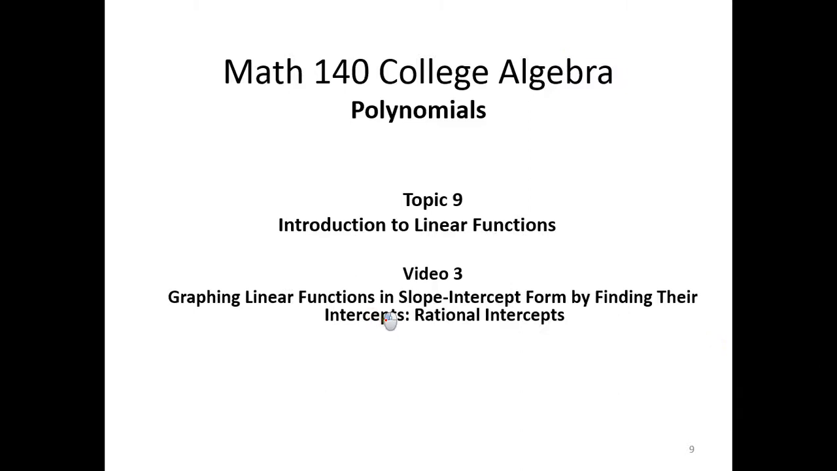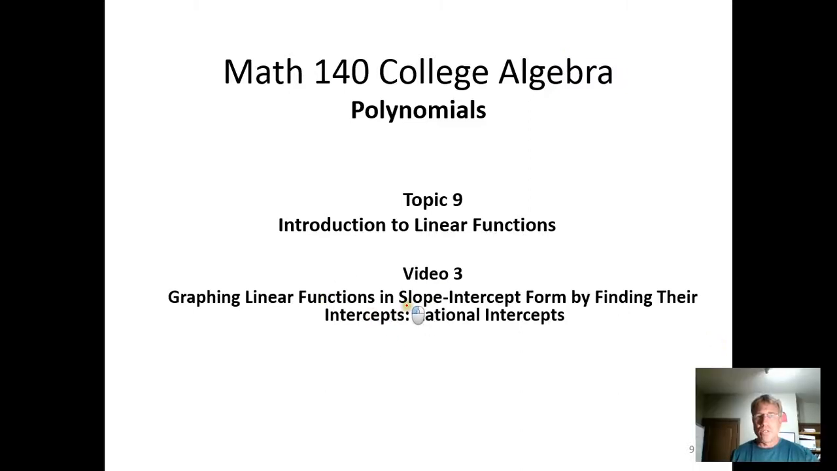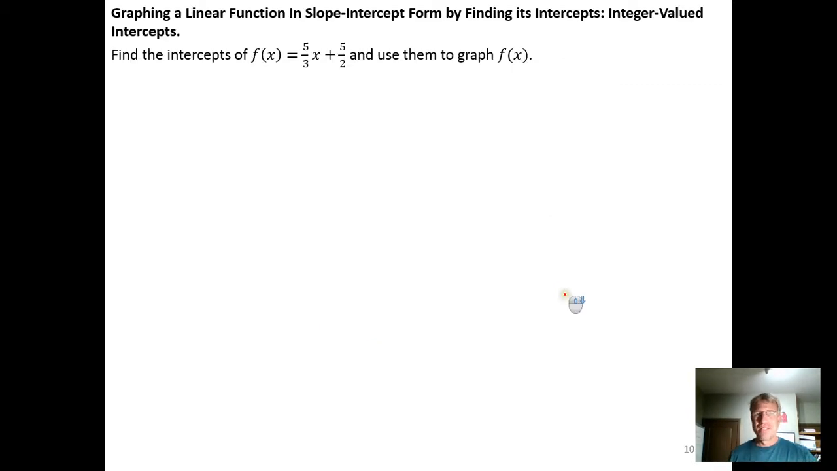So in this video we're going to graph a linear function that's in slope-intercept form by finding the function's intercepts. But we're going to do this in the case where we have rational intercepts that are not nice integer values. We want to emphasize that these don't have to come out perfect every time. So find the intercepts of f of x and use them to graph f of x.